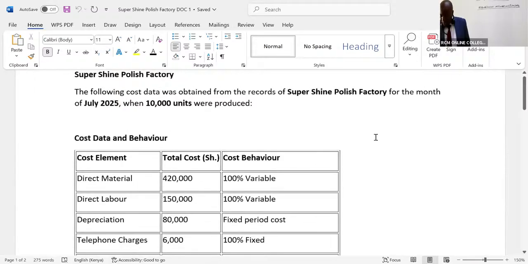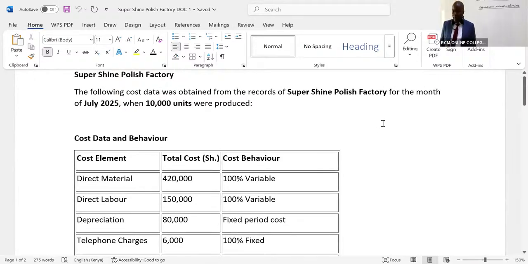Is there somebody who has ever seen this question from their management accounting past papers? The one of Supershine Polish Factory. Anybody who has ever seen this past paper question, and then you can easily tell us which sitting it is coming from? Someone will be able to answer that as we continue.